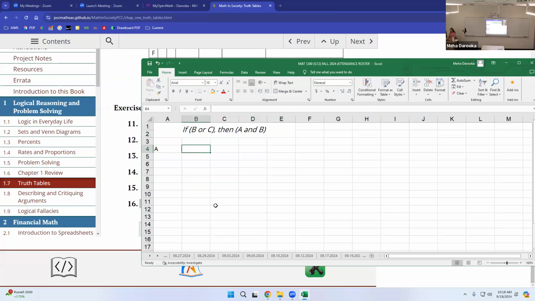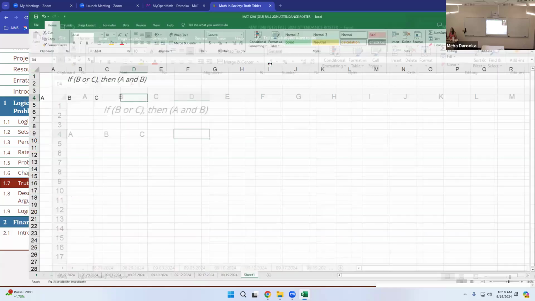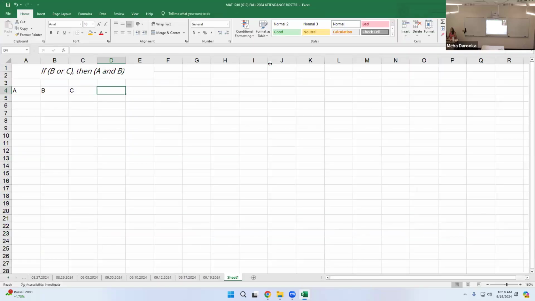All right, so we've got A, B, C. So of course you want to start out with those first three base columns. Okay, sorry, I'm asking you this again, but Jessica and Raven, you guys can see the Excel worksheet. Yes. All right, awesome. How do we break this down? Now we know this is an if-then statement.